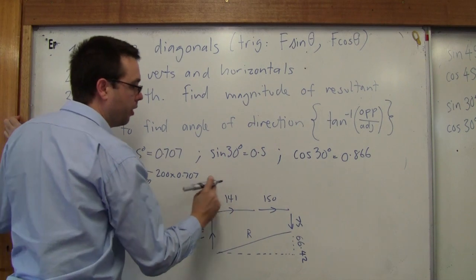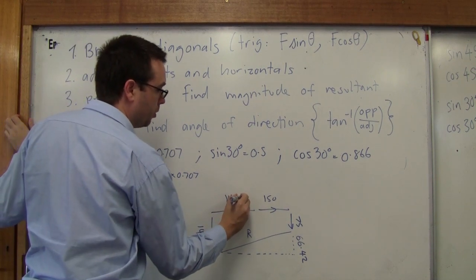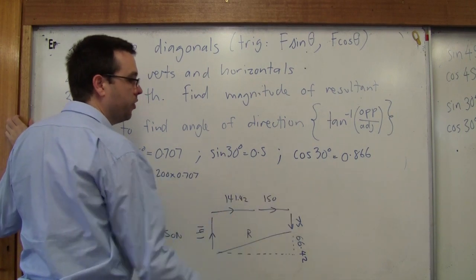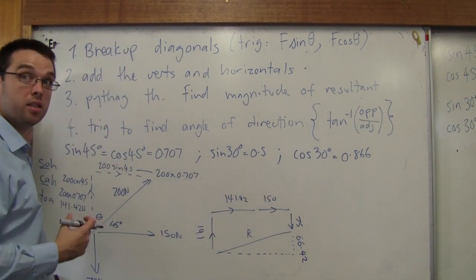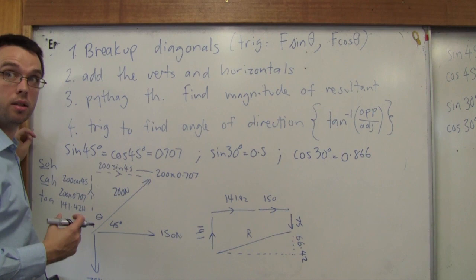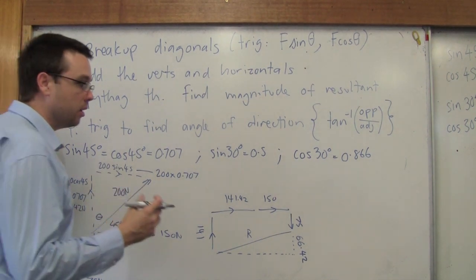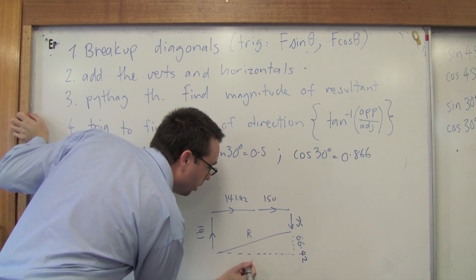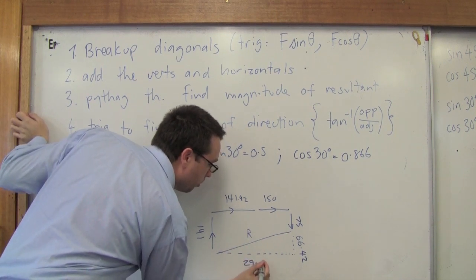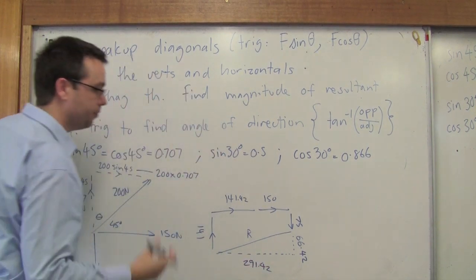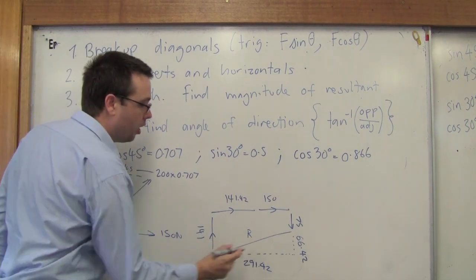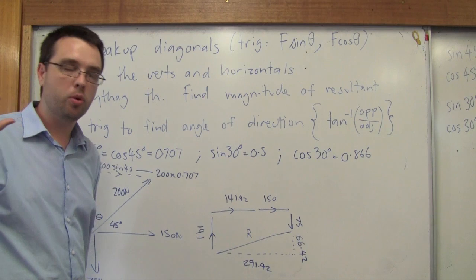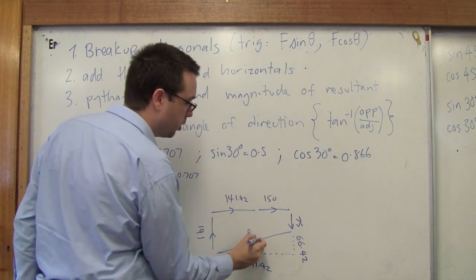Okay. Same thing here. If we went across 141.42 and we went across 150, how much do we have to come back to be where we started? Add them together. 291.42. Okay, so now that we have that, this is for resultants, not equilibriants, but we're just going to focus on resultants because that's what this question's about.